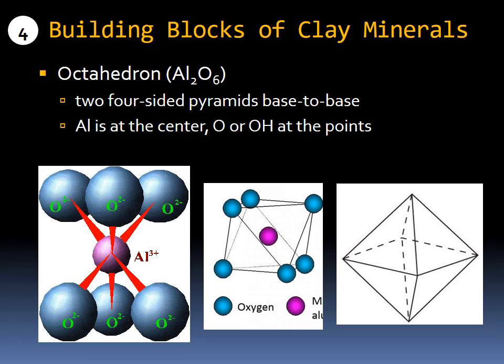The second building block of clay is the octahedron. Octa means eight sides. The octahedron consists of two aluminum atoms at the center, and they are attached to six oxygen atoms. We know that each aluminum is 3+, and therefore it needs three oxygen atoms. So in total, you have two aluminum at the center and six oxygen at the sides. They are arranged in a shape like two pyramids put together base to base. And if you count the faces, you would find that in total you have eight sides, counting also the bases of these two pyramids. In some conditions, instead of oxygen, you might have hydroxide, OH.